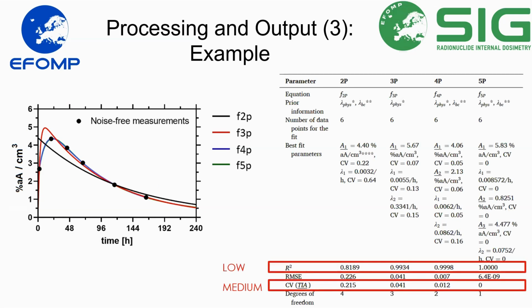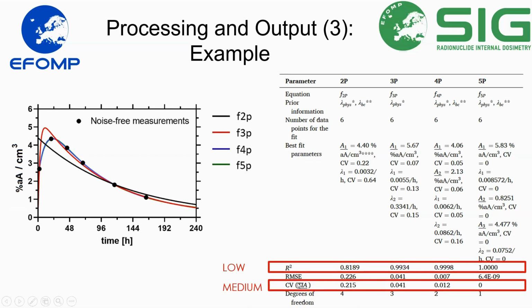So this is the result. As you can see, it would be very nice if after the fitting we produce some result and also report it like this. So we have the equation, we also add the prior information, the number of data points for the fit, and also the best fit parameters with the uncertainty. And it would be nice also if we can add some information of the goodness of fit test, for example, the R square of each of the functions and also the CV, for example.